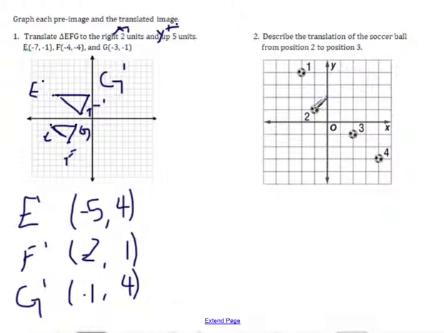So I notice that it's left 1, so that's going to be -1, and then up 1. So it's the -1, 1 is that coordinate point. So then to get to this soccer ball is left 2 and then down 1.